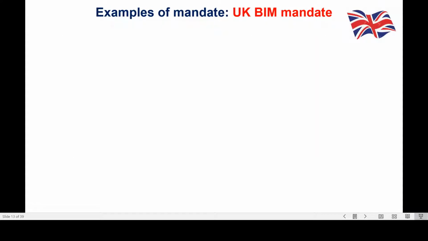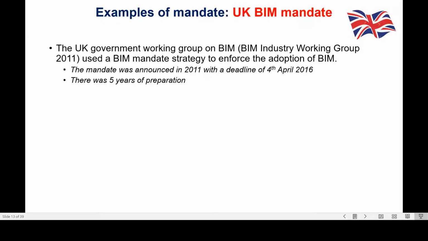If you think about the UK, it's a country whose mandate is very popular, because they established the industry working group on BIM and they called for the adoption of BIM and mandating it from 4th of April 2016. So the mandate was announced in 2011 and the industry had 5 years to prepare for it. By 4th of April 2016, BIM became mandatory for public sector projects.